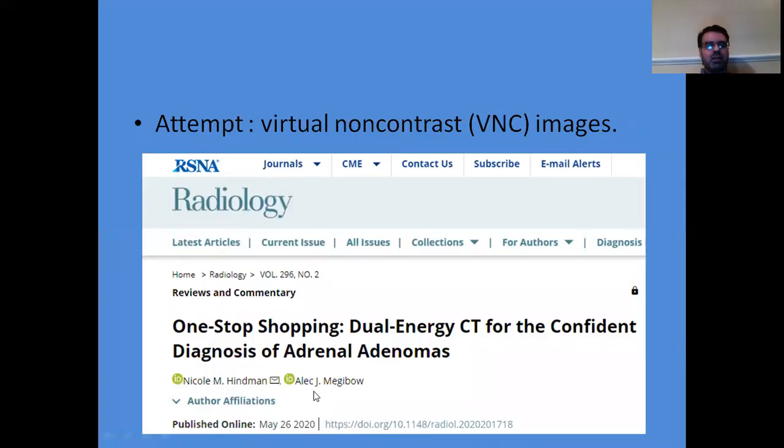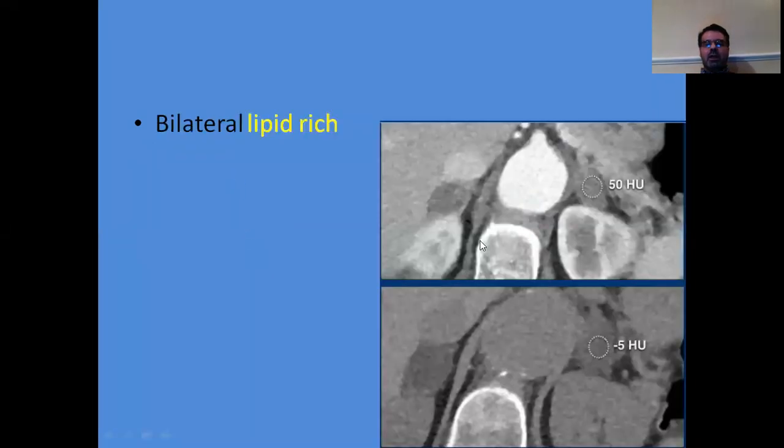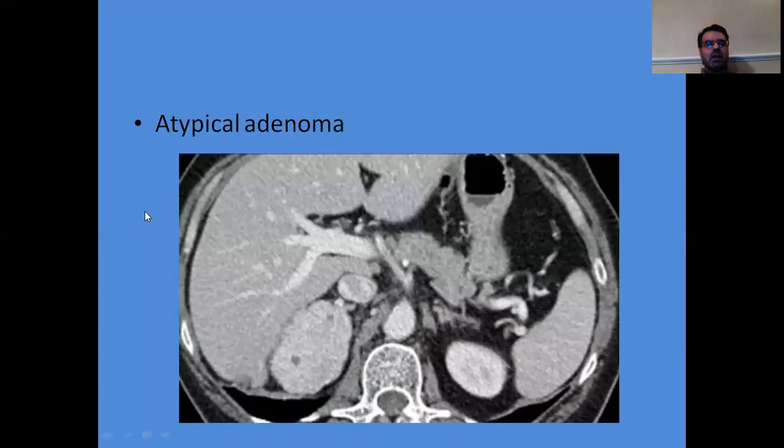Last year, there was a paper talking about an attempt at doing virtual non-contrast images. You give contrast and then you subtract it and avoid unnecessary extra radiation to the patients. This is an example of lipid-rich adenoma. This is the pre-contrast image with -5 Hounsfield units. This is an atypical adenoma, which can happen as a large mass with enhancement.